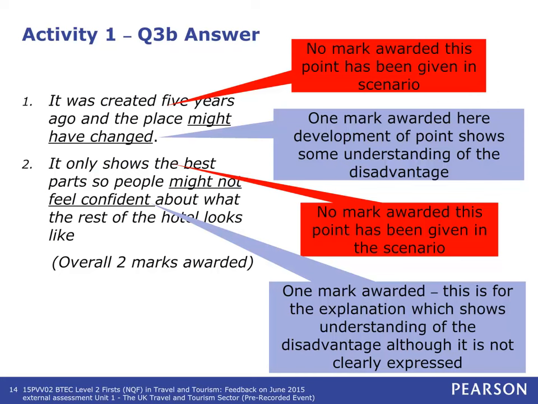Answer, Activity 1. Overall, this response gained 2 marks, 1 mark for each disadvantage. Let's look at how and where the marks were awarded. You will see in the second response a mark has been awarded for the explanation and development of the disadvantage, even though no marks were awarded for the identification of the disadvantage. Please refer to the lead examiner's report for further clarification and example responses.